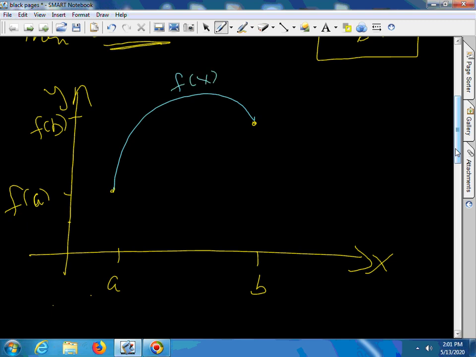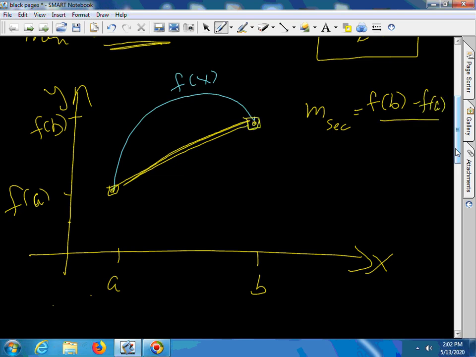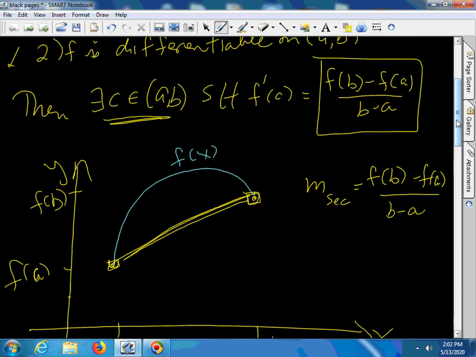Now, this line, the slope of that line, the slope of the secant line, is the change in y, which is f of b minus f of a, divided by the change in x. Here x is b, and over here x is a, so b minus a. And you go, whoa, that's this part here. So the slope equals a number, this number.